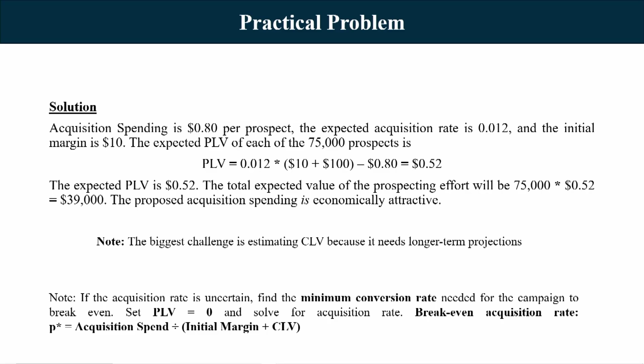Now, what is the total expected value from this scenario? Though the prospect lifetime value is 0.52, there are 75,000 prospects as far as the scenario is concerned. So, 75,000 multiplied by 0.52 will give us a total dollar value of 39,000, and 39,000 of profit in a way is not a bad proposition to go with. That is why the proposed acquisition spending is economically attractive.